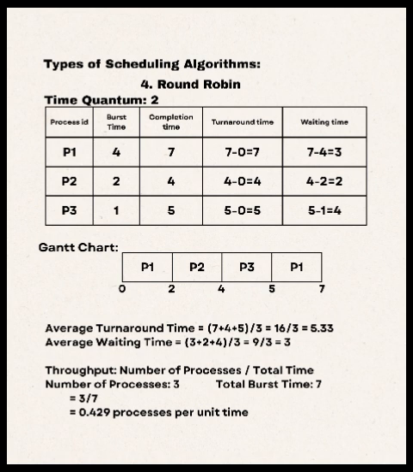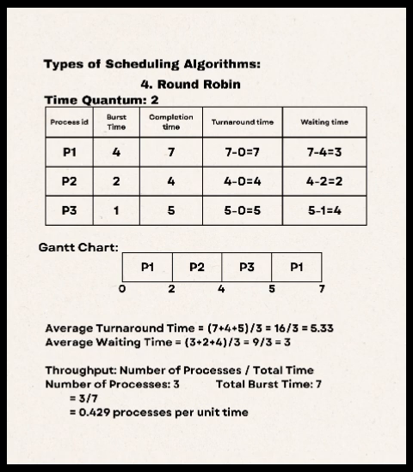Next, for P3, we add its 1 burst time, so there is 5. And lastly, for P1, since its execution didn't finish, we put it last in the Gantt chart and add the remaining time, so it has a completion time of 7.